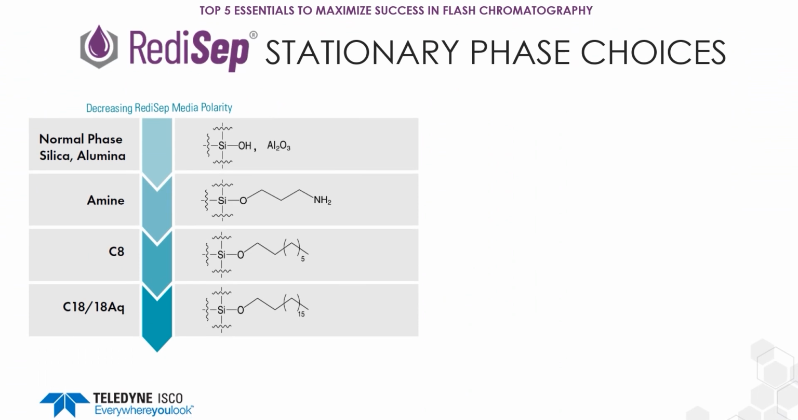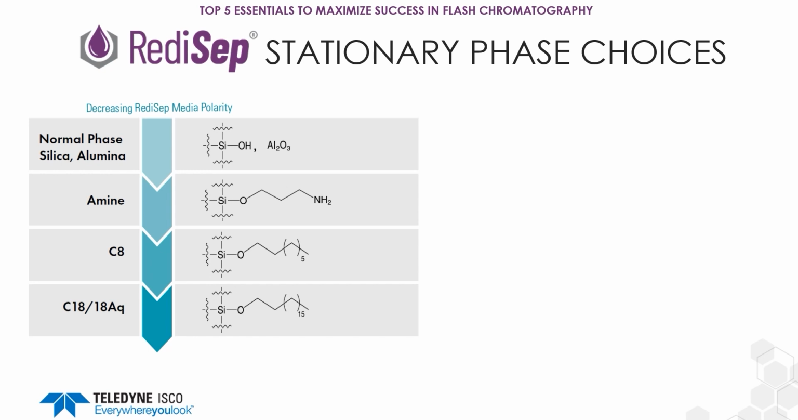So as I mentioned earlier, different stationary phases are going to have different chemistries. And here at Teledyne ISCO, we have plenty of different ReadySep stationary phases to choose from. If we look at the chart on the left, this chart is decreasing from top to bottom in polarity of stationary phases. So at the top, you're going to have the most polar stationary phases. These are your silica, your alumina, your amines, and these are most commonly going to be used in normal phase conditions.